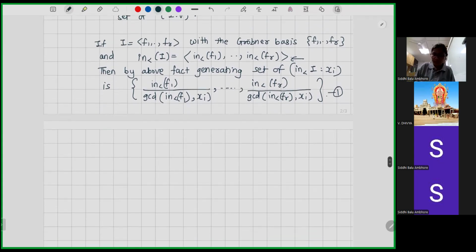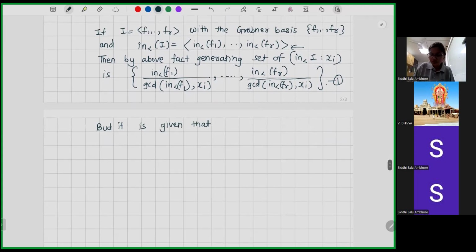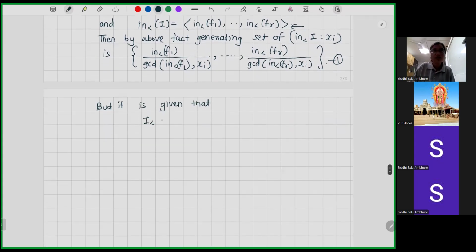But it is given that the initial ideal of I colon x_i is equal to the initial ideal of I colon x_i for all i. So this is a different thing. Here I have the initial ideal of I, and then I am taking the colon of this ideal with respect to x_i, and here I have I colon x_i, and then I am taking the initial ideal of that ideal.